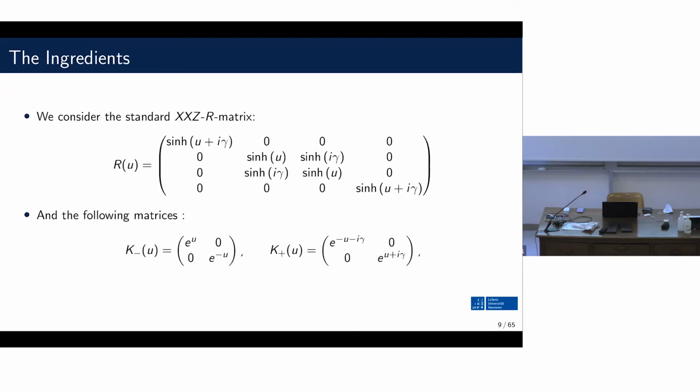The ingredients are fairly simple for this model. It is the standard XXZ R matrix in the symmetric gauge. Note the standard properties: at spectral parameter u equal to 0, you have proportionality to the permutation operator, you have unitarity and all this stuff. Besides the R matrix, we also have fairly simple K matrices. Remember for the rest of the talk that this R matrix is just e to the spectral parameter times sigma z.